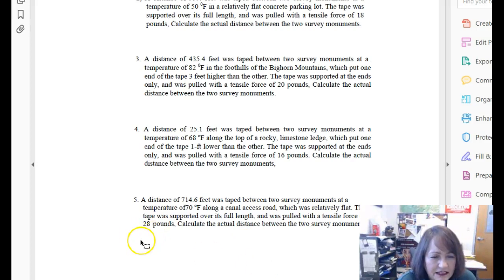Number 5, a distance of 714.6 feet, taped between 2 survey monuments at 70 degrees. This is a little bit hotter, so we have a temperature correction. Relatively flat, no slope correction. The tape was supported over its full length, no sag correction, and was pulled with a tensile force of 28 pounds. So it's pulled a little harder, which means that we have a tension or a pull correction as well.